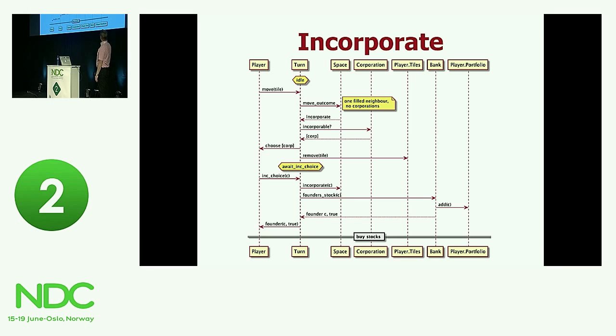And of course, when that happens, if there's a founder's stock to be handed out, the portfolio will get that added, and then you'll be told, you're the founder of this corporation, and you got a founder's stock, and you'll inform the player that you actually founded this company, and you got a stock out of it. And then the turn completes by doing the buy stocks that we saw earlier. So now this is covered, and we can deal with this.